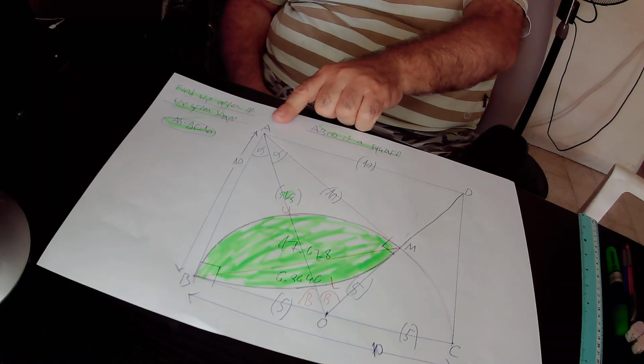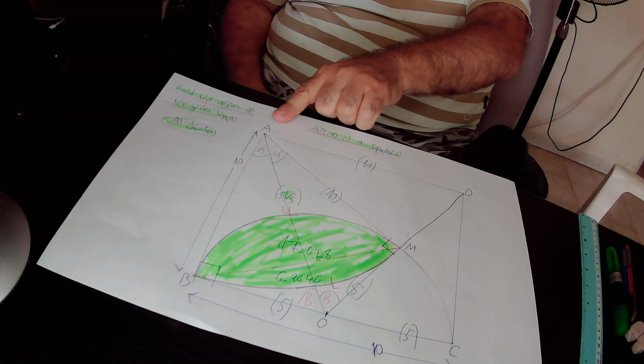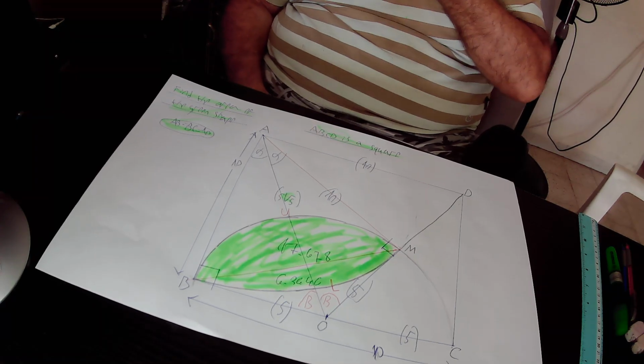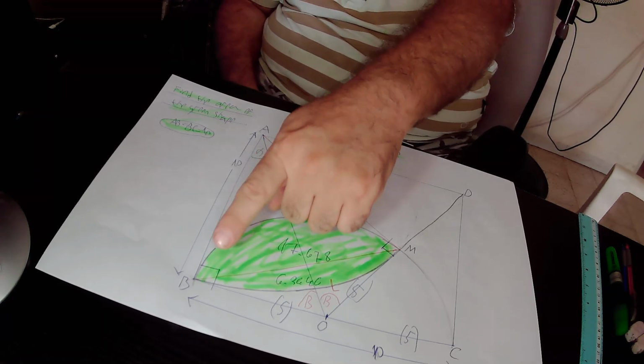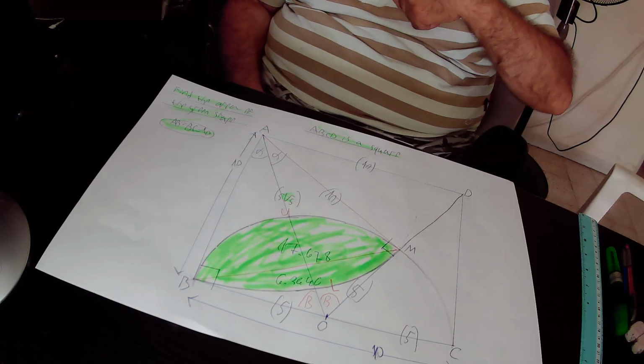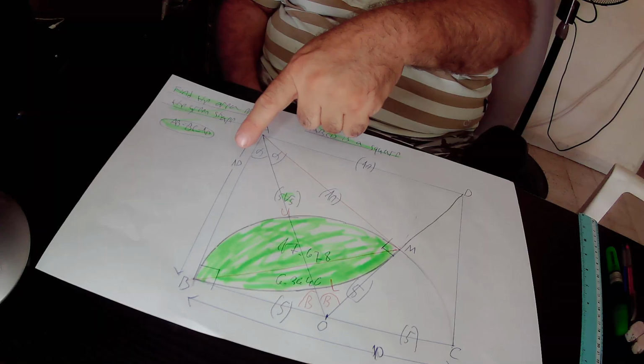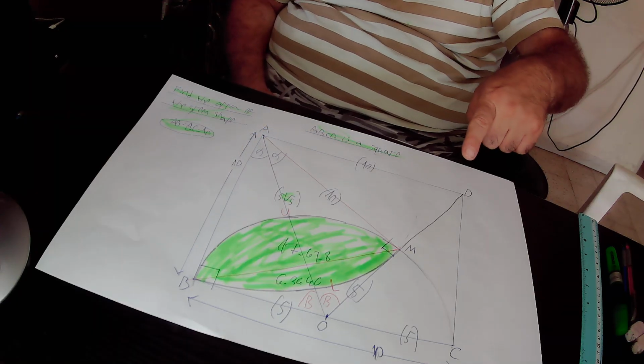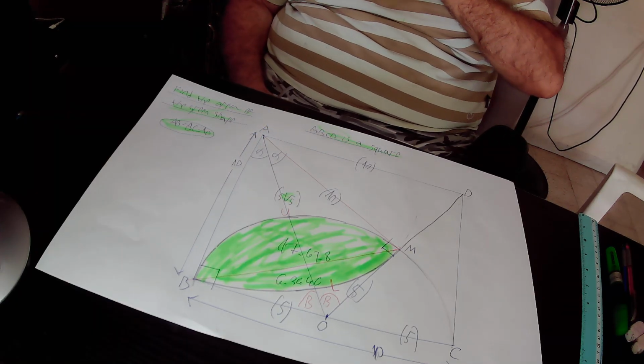This is point A, that is the center of the quarter circle. Point B is the point on the quarter circle itself. Therefore, AB is the radius of the quarter circle, that is equal to 10. Likewise, AD is also the radius of the quarter circle, that is equal to 10.